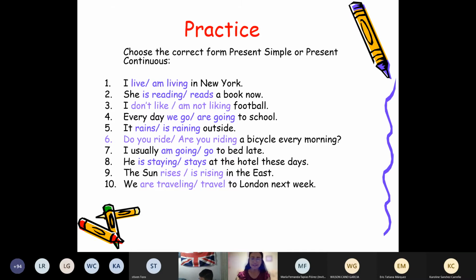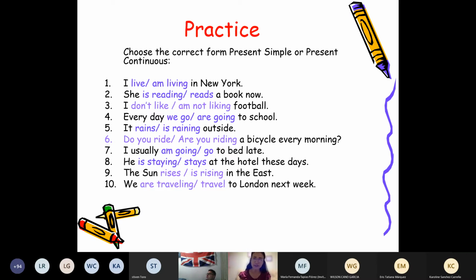Number 8, he's staying or he stays at the hotel? I'm sorry, I was having some problems with the microphone. The 8 is he's staying at the hotel these days because it's not every day, just a couple of days. Exactly, very good. It's not a permanent action. And what about number 9? What do you think is the appropriate answer?